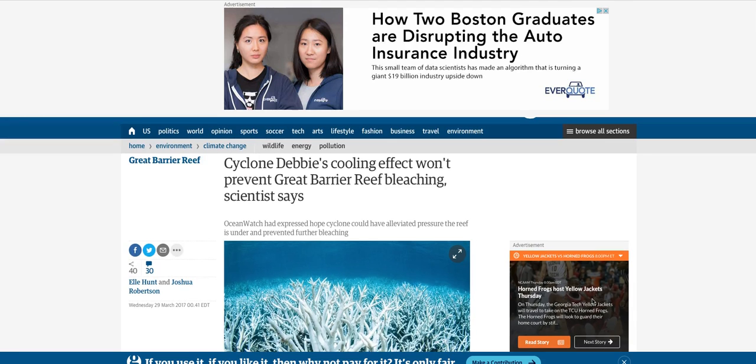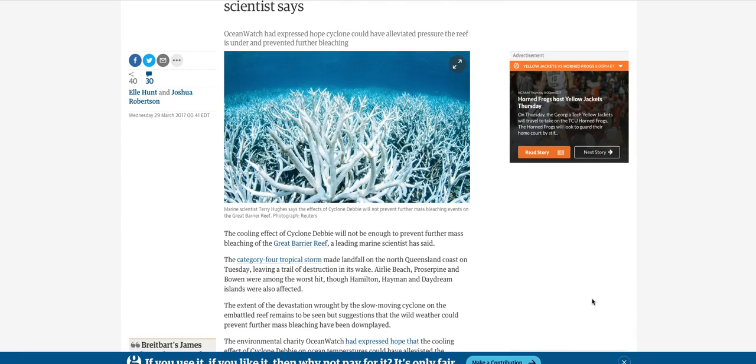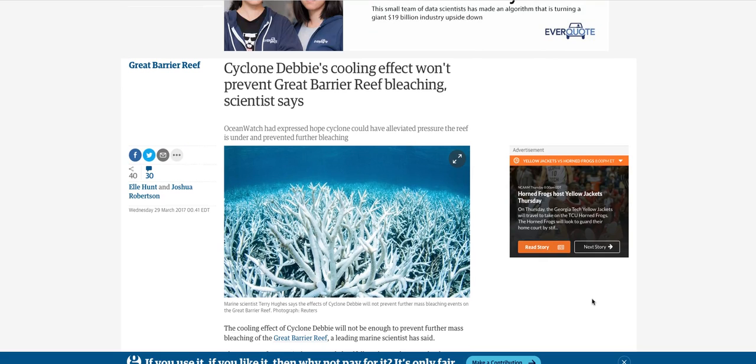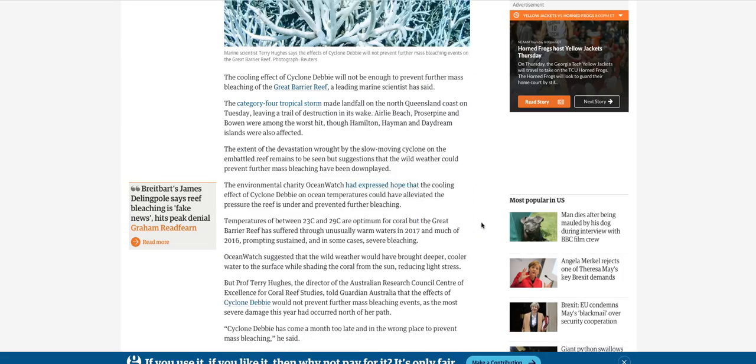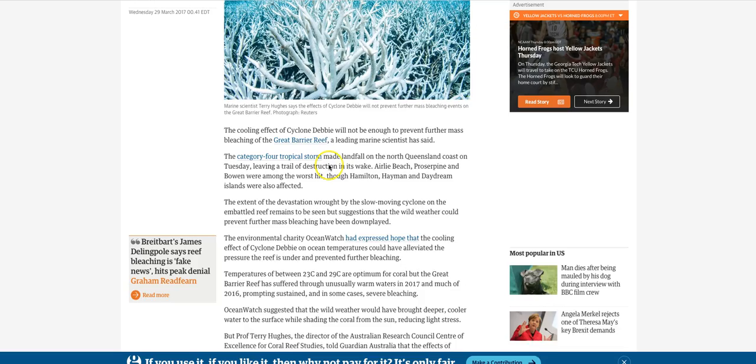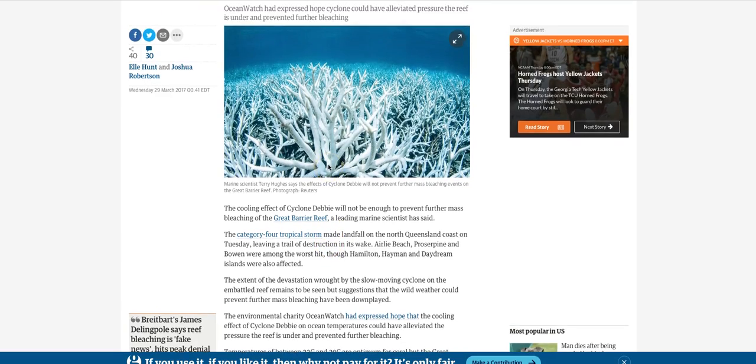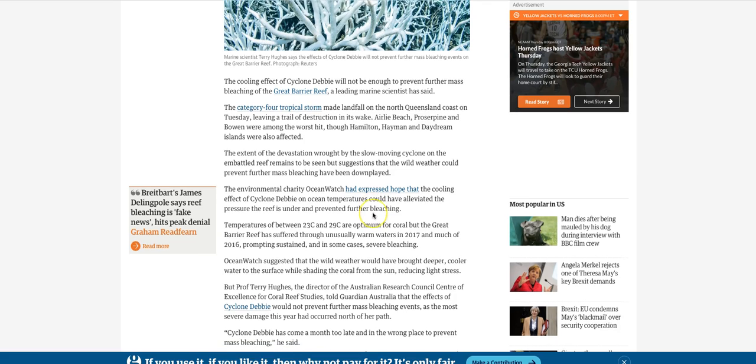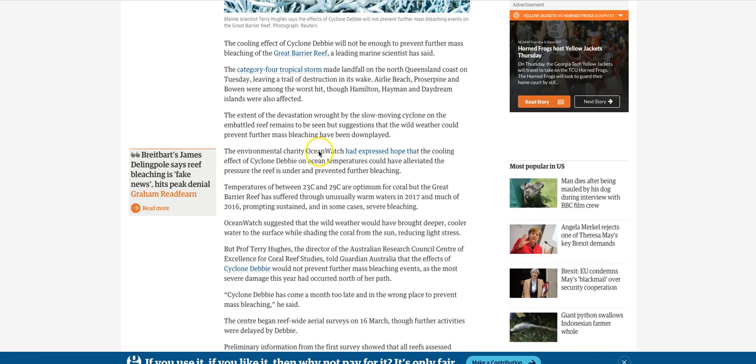Another story here, courtesy of theguardian.com, about the Great Barrier Reef's bleaching. And this is dated March 29th, by the way, just a few days ago. Ocean Watch was hoping, and all these stories allude to the same thing, warm ocean water is the culprit why the Great Barrier Reef is turning white. I disagree. I always have disagreed. But I want to read what they say.